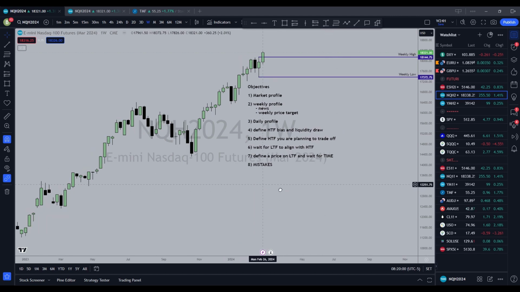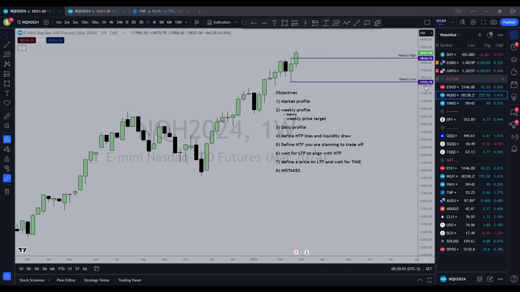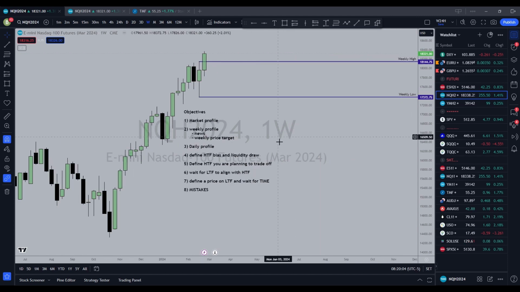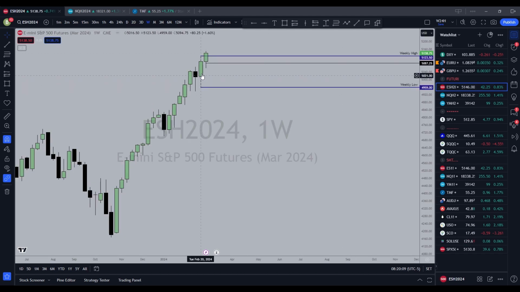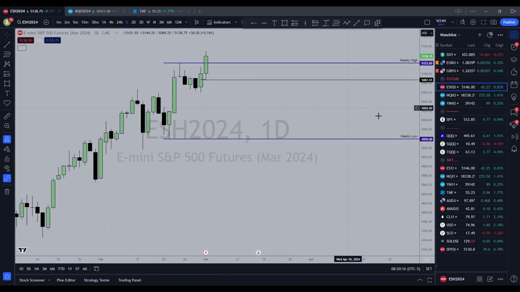Right, mistakes. Now let's talk about the biggest part of this week, which was my mistakes. My mistake was the fact that I did not compare the YM and ES, that they both had bullish market structure on weekly, right? Therefore, on a daily, they should have a bullish push up as well.